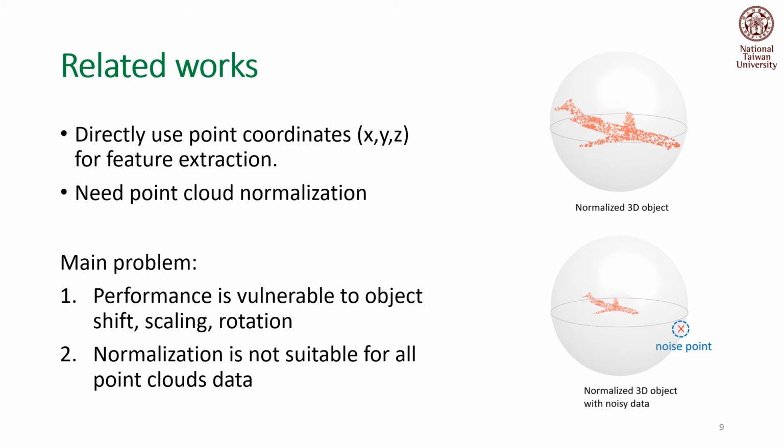If there is a noise point outside the point cloud, then after the normalization, the main part of the point cloud is smaller than its regular size. So the method depending on normalization tricks might not work in these cases.